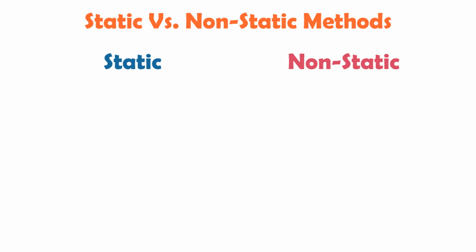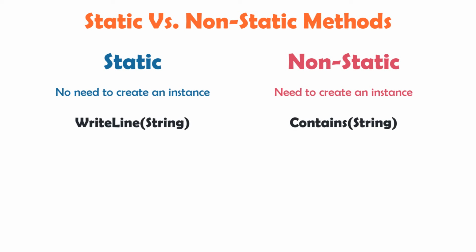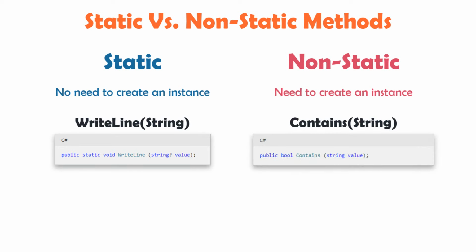If you want to use a static method, you don't need to create an instance. If you want to use non-static method, you need to create an instance. This is the difference between the both types. But what does it exactly mean? What do I mean with instance? Let's see the following two methods. WriteLine has the following structure. And contains has the following structure.